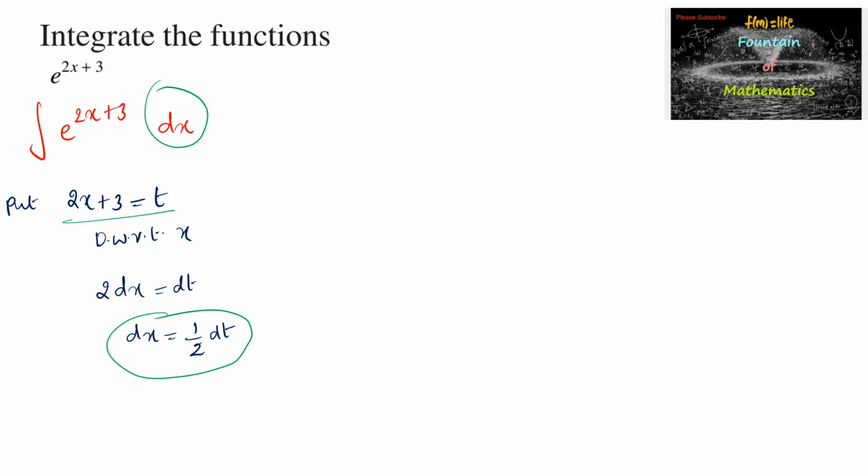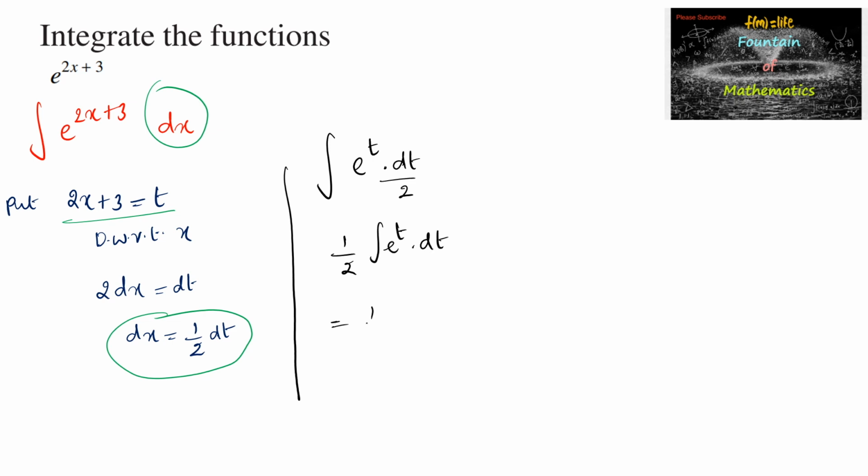So we can write the integral as integral e to the power t, dx is dt upon 2, or 1 by 2 integral e to the power t into dt, which is 1 by 2 e to the power t plus integral constant c. Now let us substitute back. e to the power t is nothing but e to the power 2x plus 3. So e power 2x plus 3 upon 2 plus c is the answer.